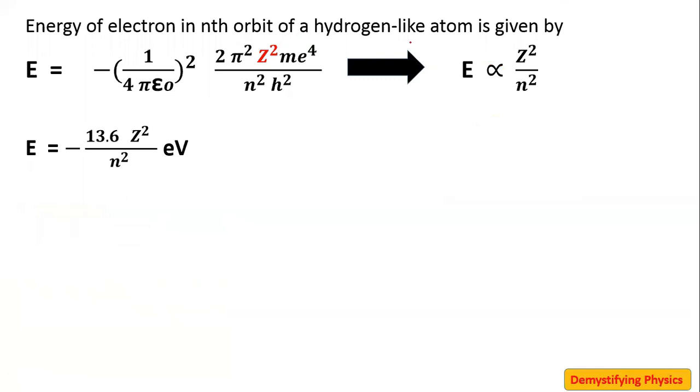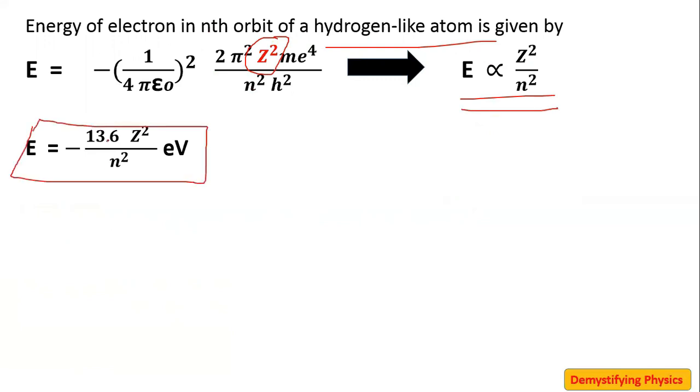And for a hydrogen-like atom, a Z squared factor is introduced here. So E is directly proportional to Z squared by n squared, or you can write this value. The value of the constant is 13.6. Aap ye value learn kar sakte hain. Jo bhi question diya ho numerical mein, you can put the value Z, jo bhi bola hai, here Z squared, and whichever shell is given, put that value and you can find the energy of the electron in that orbit for that atom.